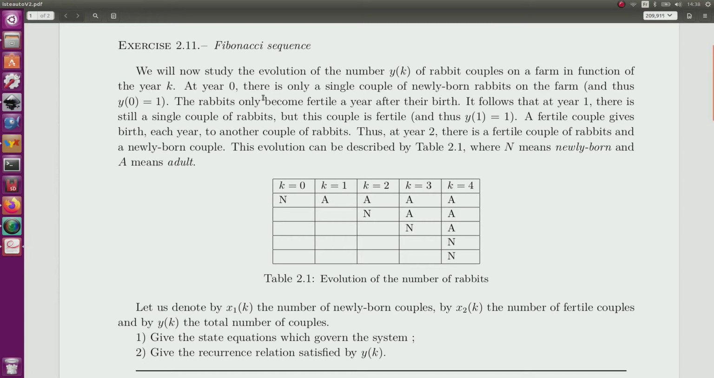Fibonacci sequence. We study the evolution of the number of rabbit couples in a farm. So at year 0, we have newborn rabbits. The year after, they become adult and fertile, and they give birth to newborn, and the adult will remain adult forever. I will denote by x1 the number of newly born couples and by x2 the number of adults. And y is the total number of couples of rabbits. From this, I have to give the state equation describing the evolution of the system.